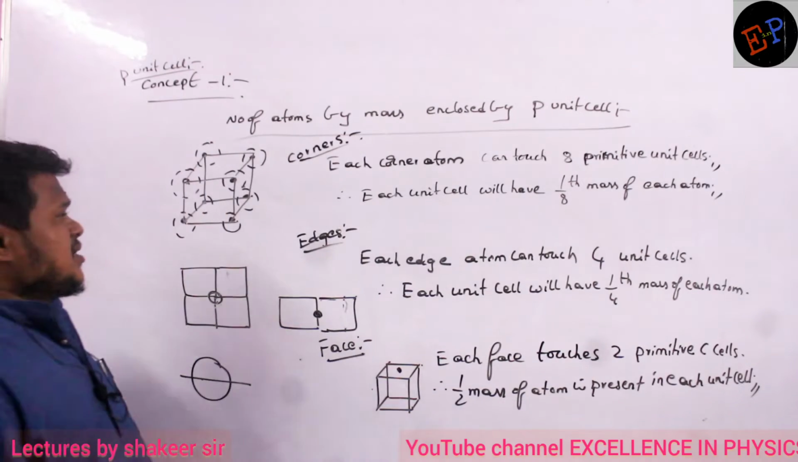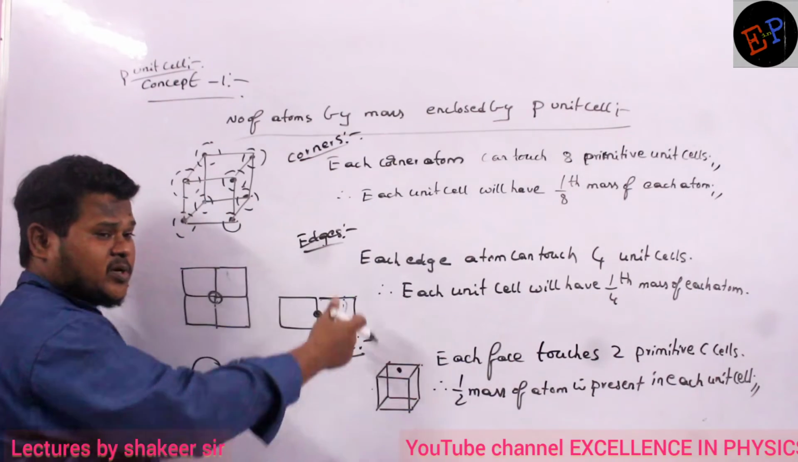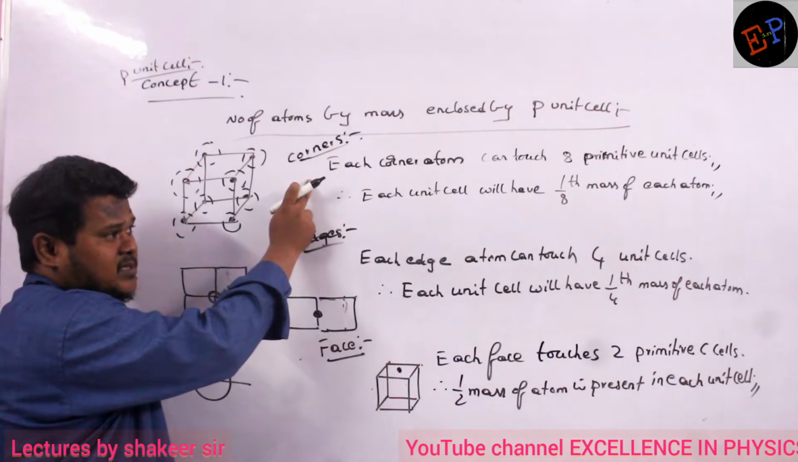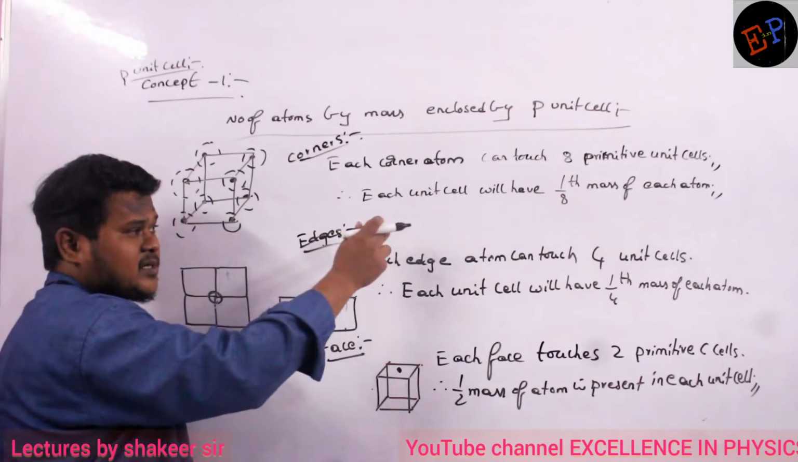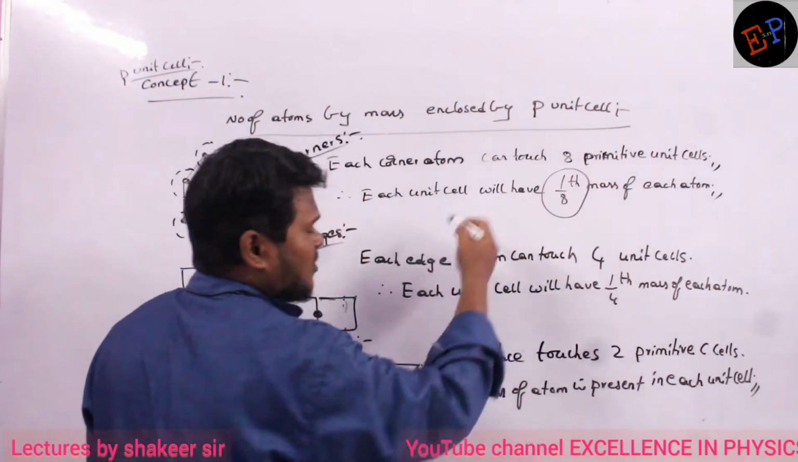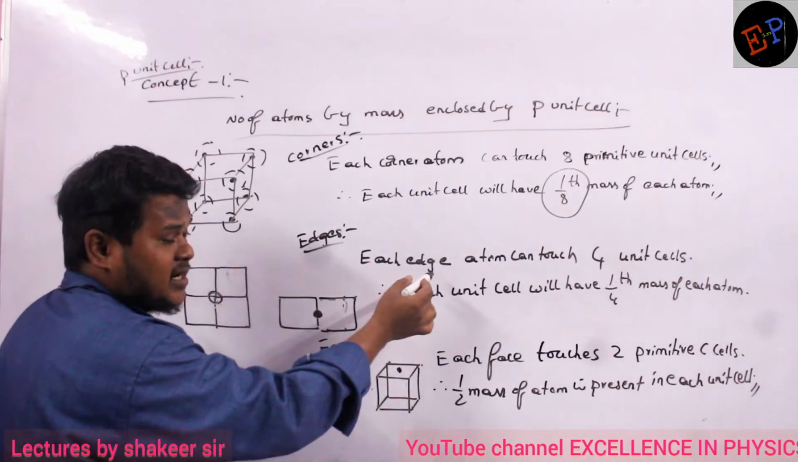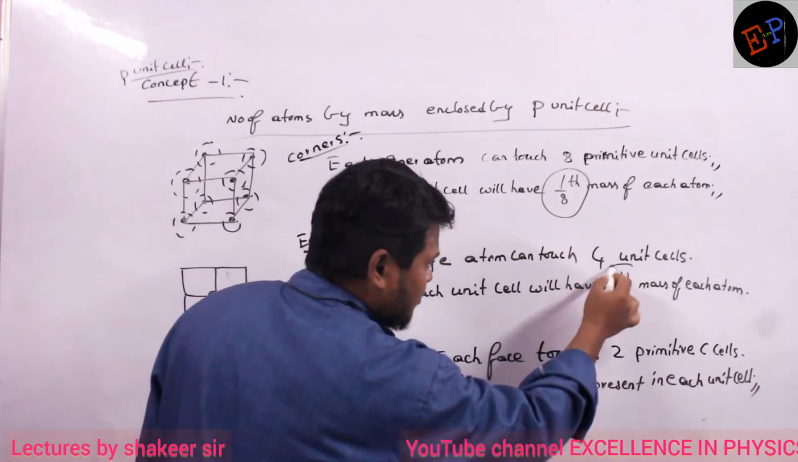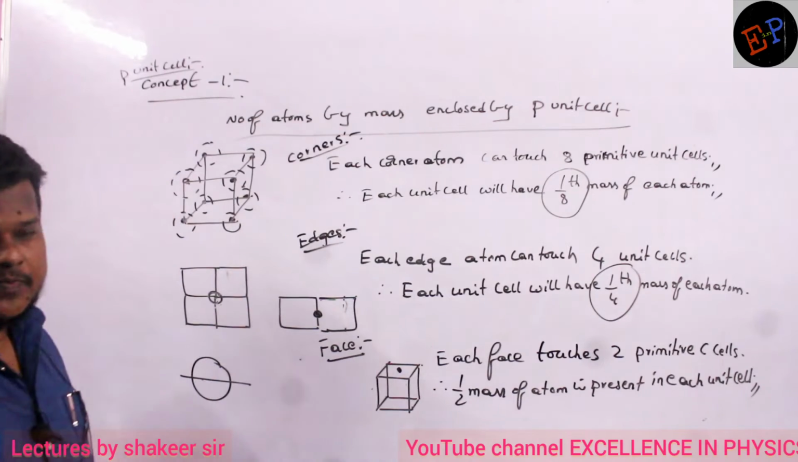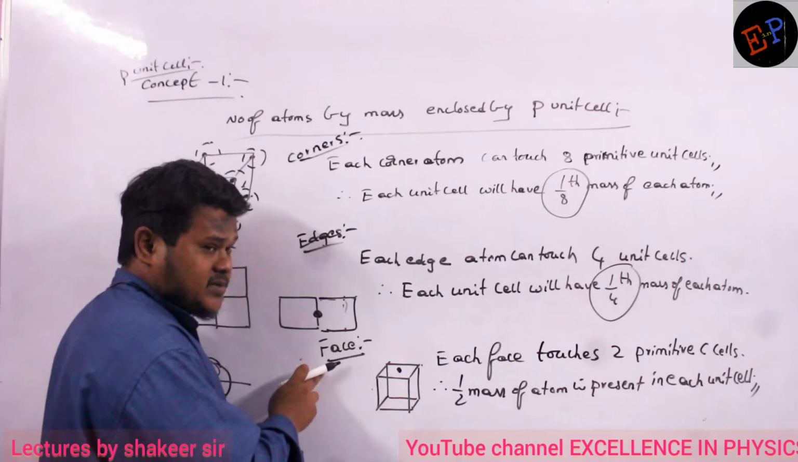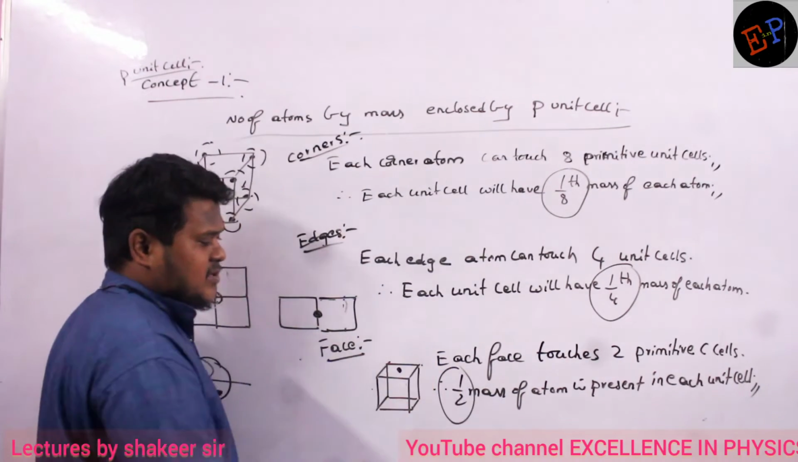That's it. So therefore, this discussion is the most important discussion. When atom is present at corner, then that primitive cell will enclose only 1 by 8th mass. When atom is present at edges, then that primitive cell will enclose only 1 by 4th mass. When atom is present at the face, then it will enclose only half of the mass.